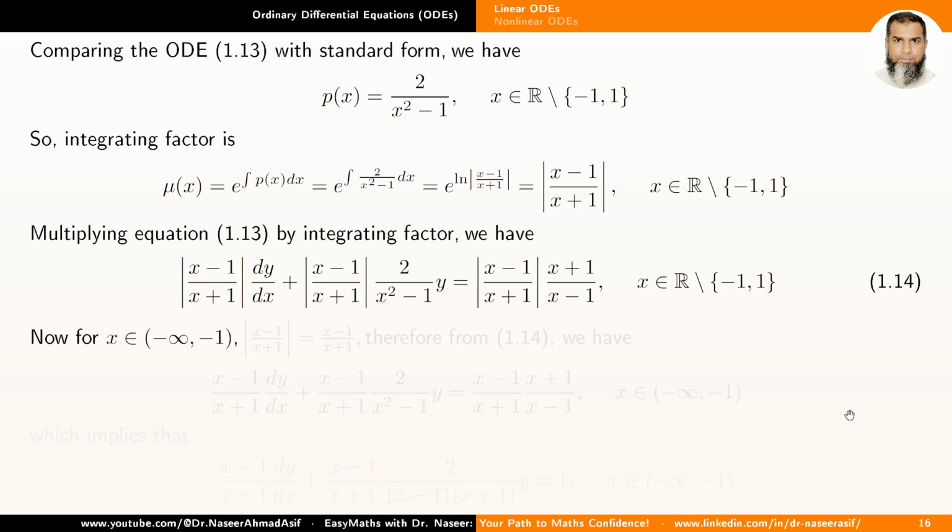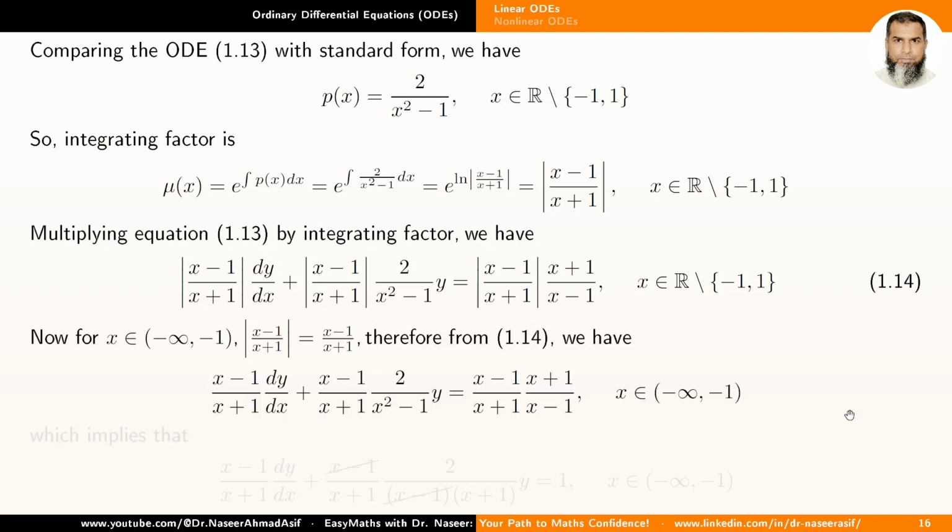Now for s belongs to (-∞, -1), open interval, |(s-1)/(s+1)| is equal to (s-1)/(s+1). Therefore, from 1.14 we have (s-1)/(s+1) dy/dx + (s-1)/(s+1) · 2/(s²-1) · y = (s-1)/(s+1) · (s+1)/(s-1), where s belongs to (-∞, -1), open interval.